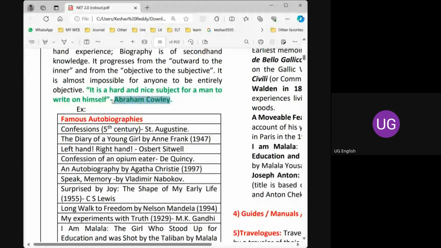Out of those 52 lives, the first life or the first chapter is about Abraham Cowley, and he is very important, and he's also a forerunner of the metaphysical poets. So I will go to that concept later. Even in the criticism classes, we will discuss that.